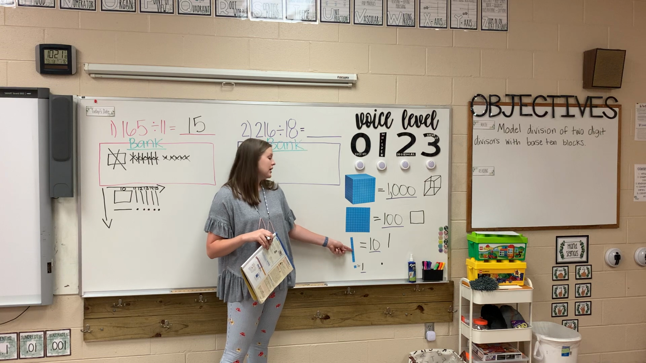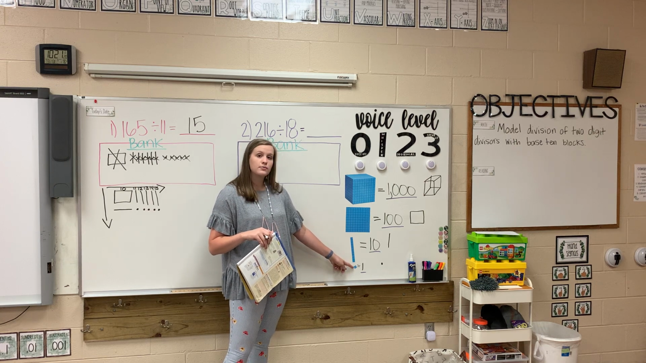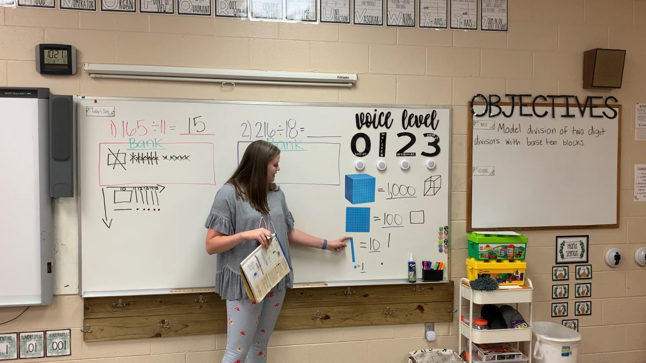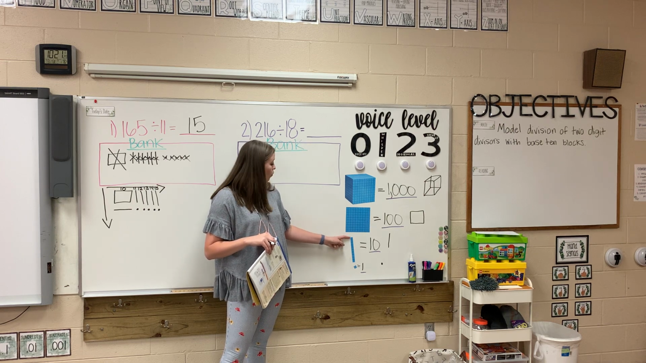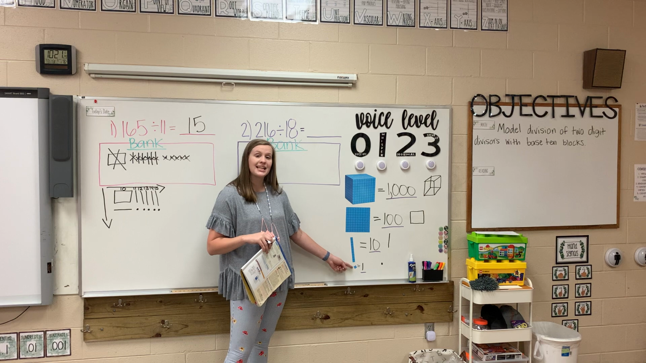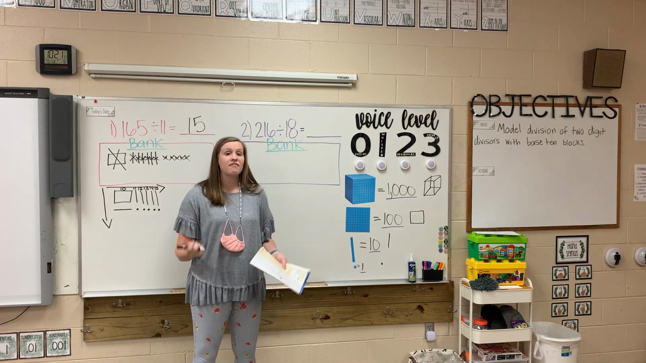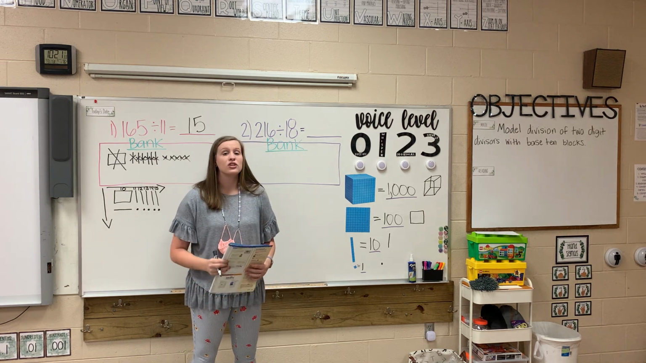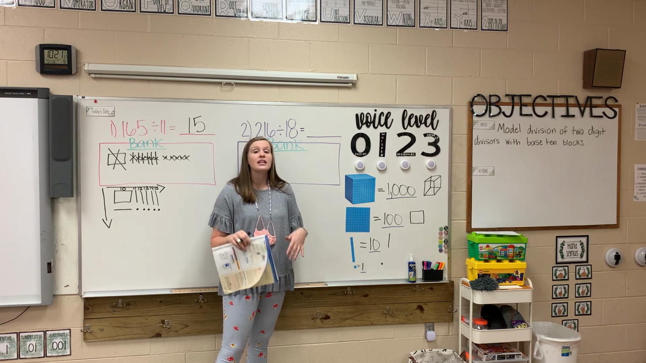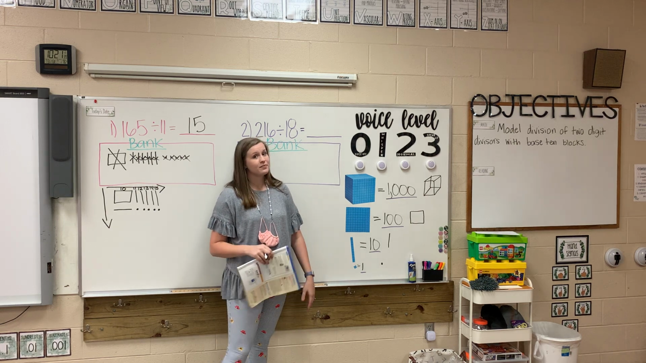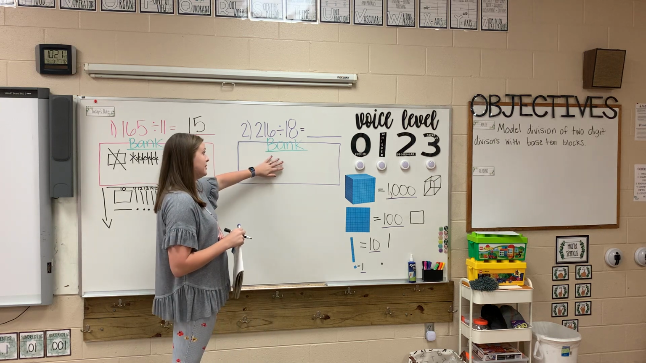If I have a long and I need some more small cubes or some more singles, this has 10 singles in it. So I can exchange one long for 10 singles. It's just like when you have money. I give you $1, you could give me 10 dimes, right? They're equal, they're just shown differently. So let's get started with this problem.